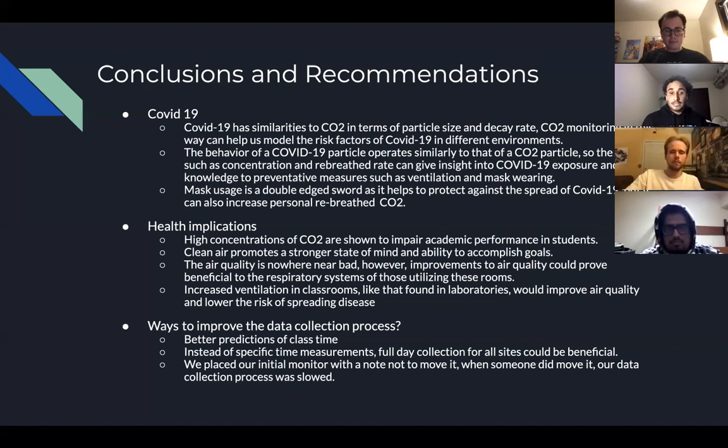We found some ways to improve the data collection process. We could have had better predictions of class time and monitored throughout more than one class. It's notes for the future. And instead of specific time measurements, we could have done full day monitorings instead of specific hours in the day. And another point is we placed our initial monitor with a sticky note saying, please don't move this. And somebody did move it, so that pushed back our data just a little bit, but we ended up getting everything together on time.